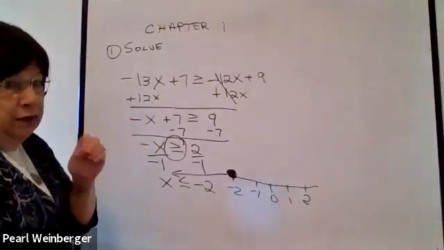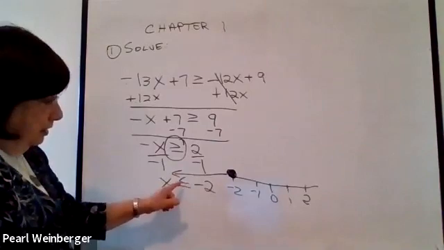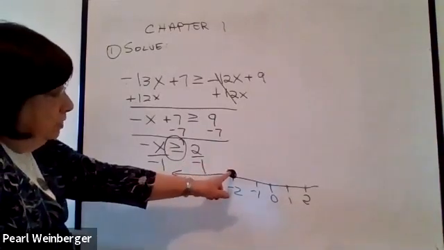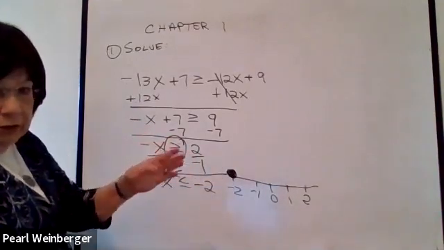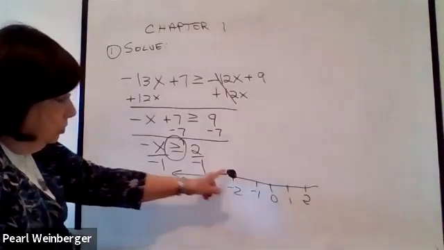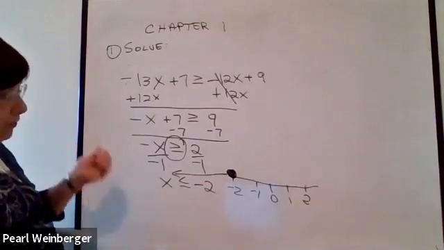If you don't want it to be a filled in circle, if you want it to be just a plain less than, let's say this was not less than or equal to, it was just a less than, then you have to click on that filled in circle and it becomes an open circle. But in this case, we need it to be a filled in circle and an arrow pointing to the left.